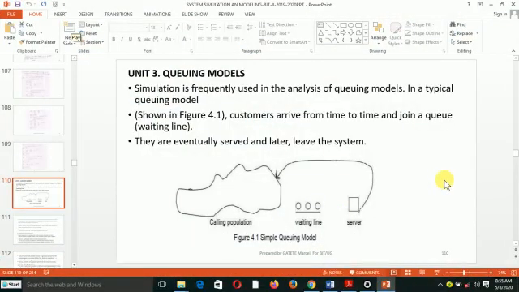Dear students, welcome to the third unit of the subject entitled queuing models. Queuing models are very important to model or manage queues in different situations. We are going to have an example of managing queues in the bank. When a customer arrives at the bank, they are not immediately served, so they have to wait. You will serve some customers while others will be waiting in a queue.